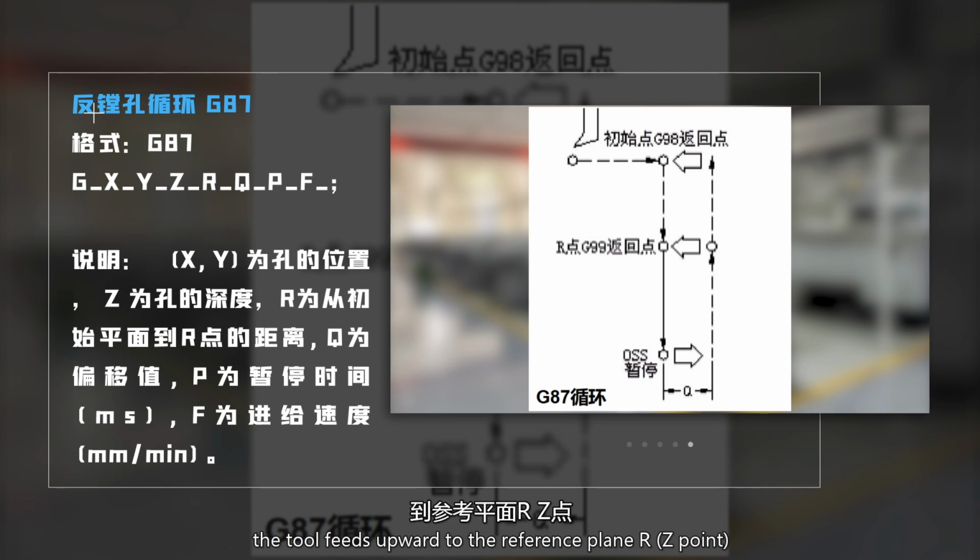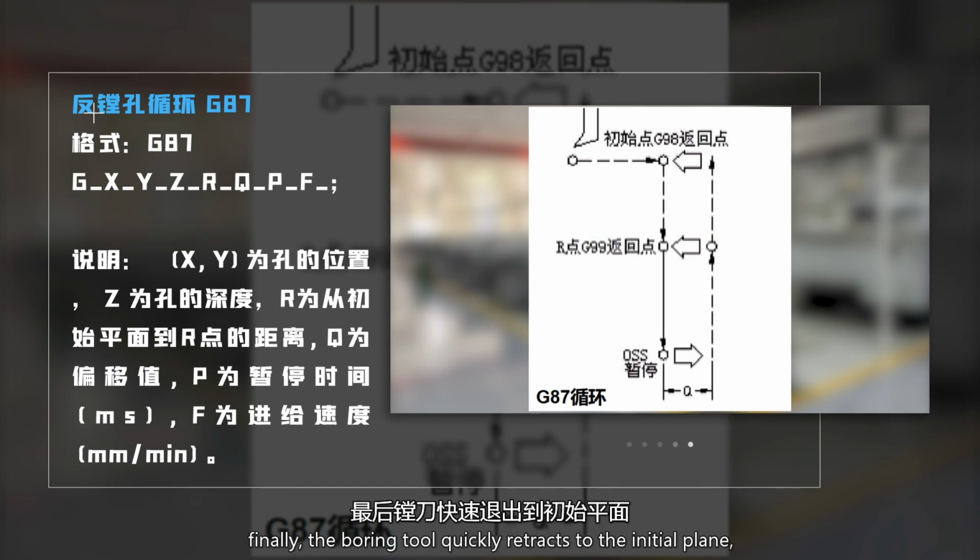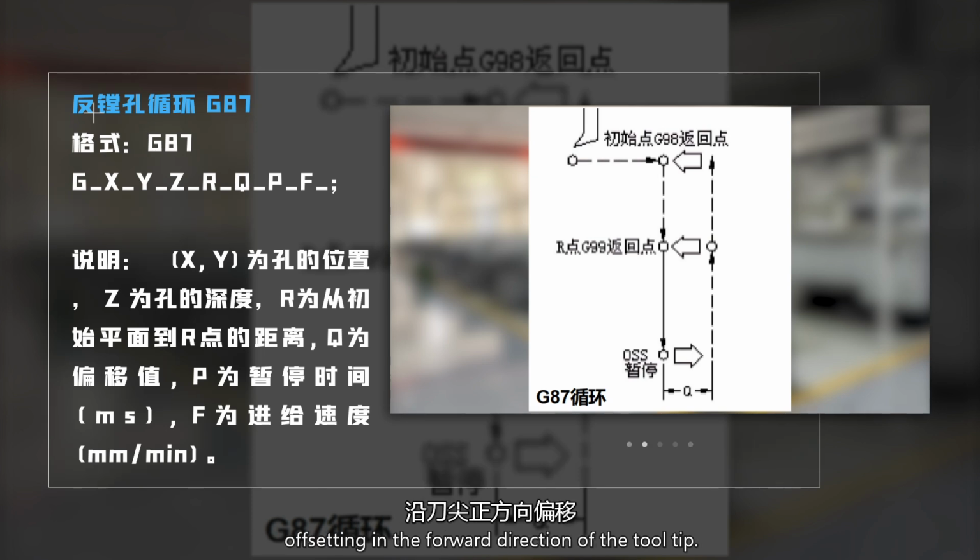The tool feeds upward to the reference plane R, Z point. The spindle oriented stop is applied again, and the tool offsets in the reverse direction of the tool tip by Q. Finally, the boring tool quickly retracts to the initial plane, offsetting in the forward direction of the tool tip.